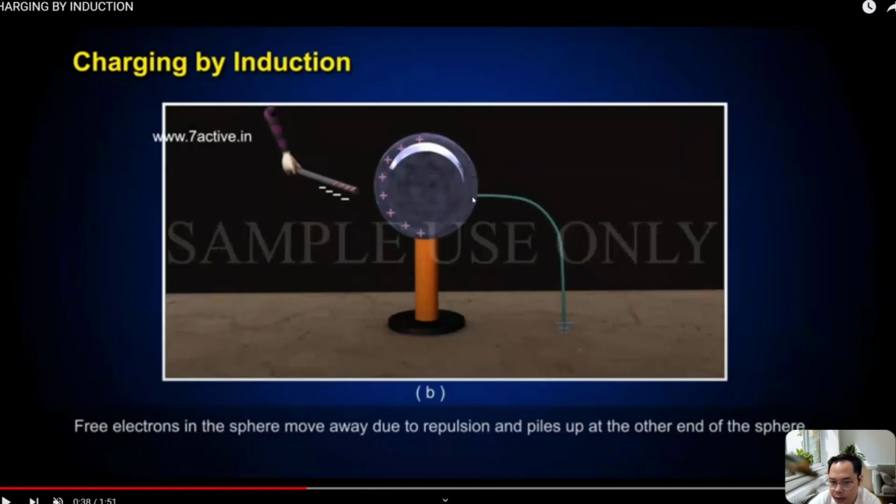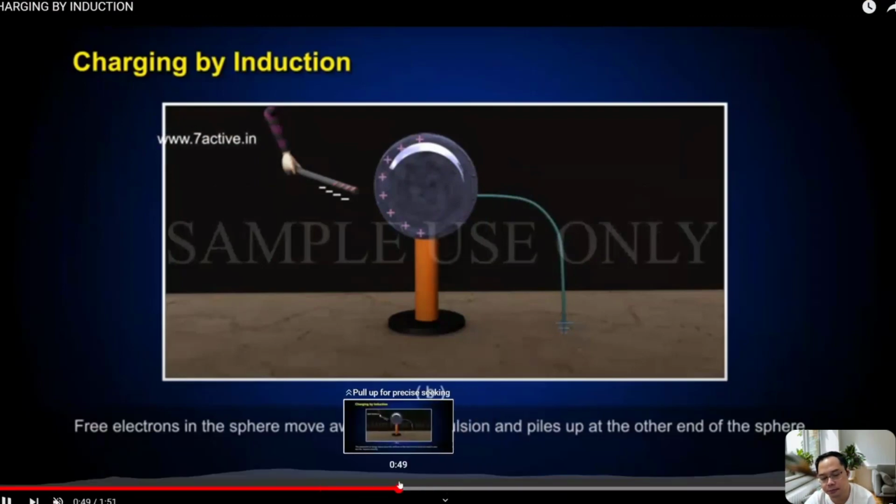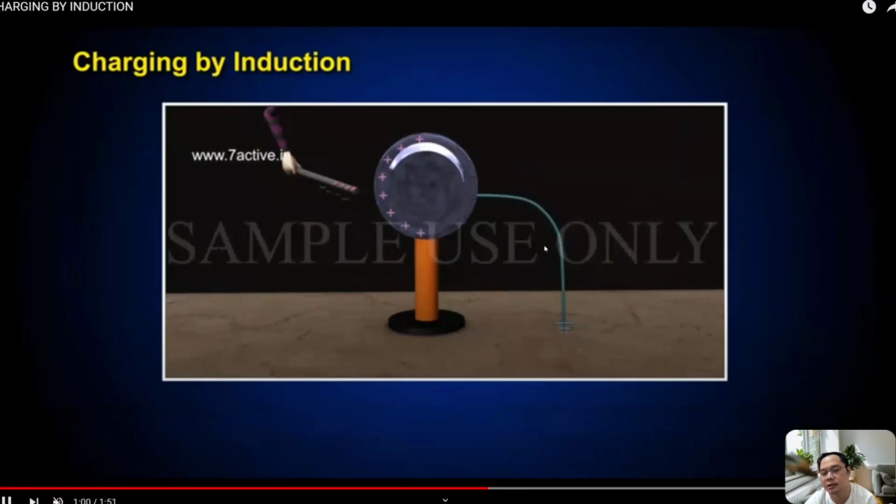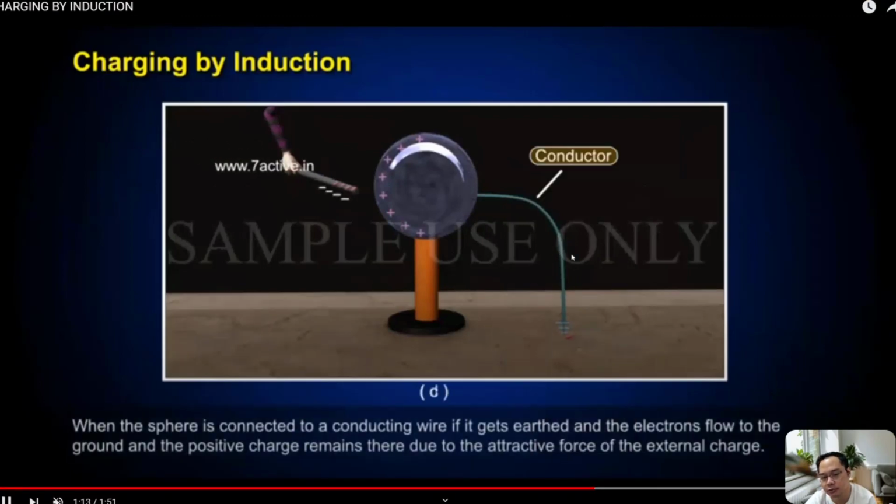The next step, we connect the right side with more electrons here to the ground. So the electrons can escape the metal sphere and move to the ground, okay? By conduction, through the electric wire, allowing the free electrons to move from the sphere to the ground. And finally, we disconnect the wire from the ground.